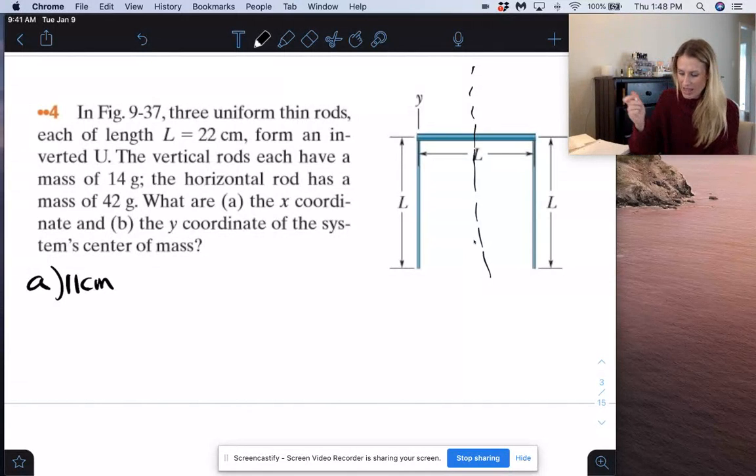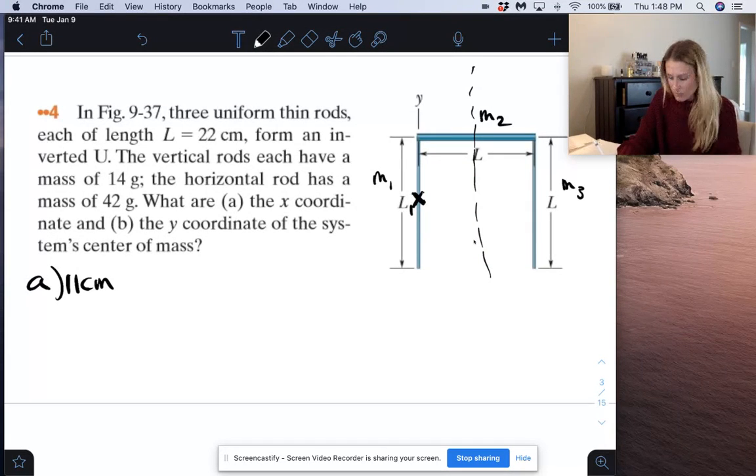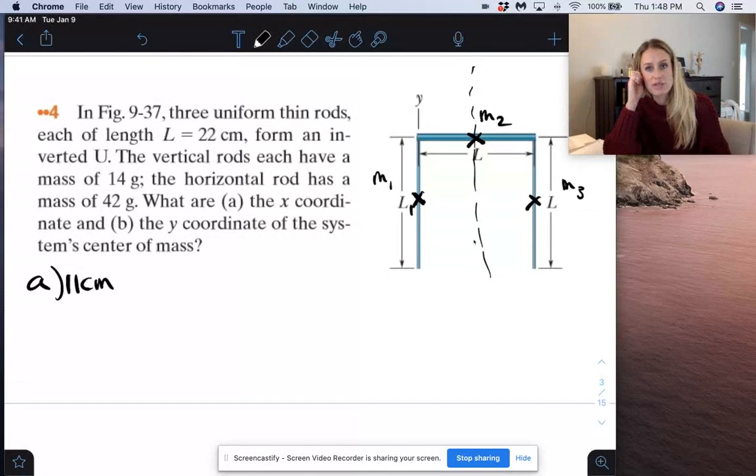So what I mean by that is that all the mass of this, we'll call this L1 for mass 1. Let's call this one mass 2, and we'll call this one mass 3. All of the mass for mass 1 is located at this position right here. All of the mass for mass 2 is located at this position right here. And all of the mass of mass 3 is located at this position right here, at each rod's center of mass. So now we have to find the center of mass of the system.